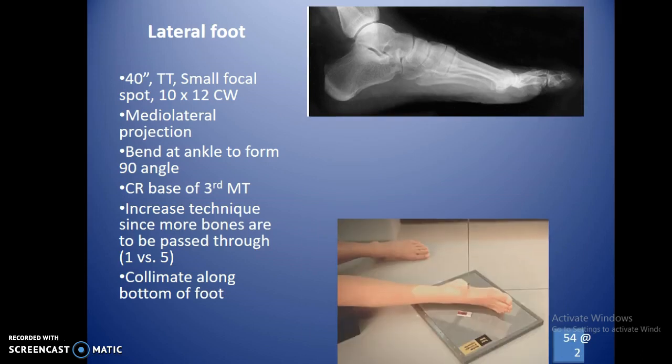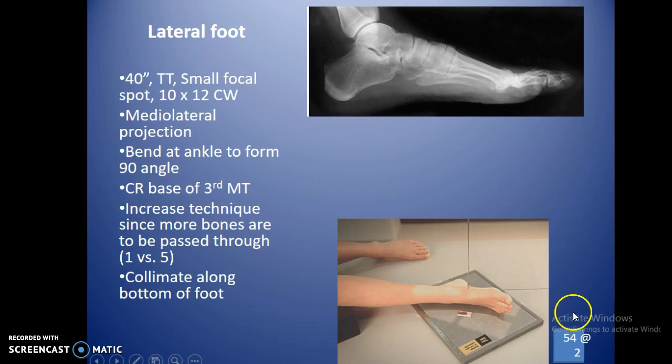Lateral foot, same thing, 40 inches tabletop. Medial lateral projection, bend at the ankle to form a 90-degree angle. So there should be some dorsiflexion through the ankle here. This one does not have dorsiflexion. Neither does this here. It's just going to align it a little bit better. CR, base of the third metatarsal. Increase your technique a little bit more since you're going through more bones. You're going through all 5 bones now instead of just through 1 bone.